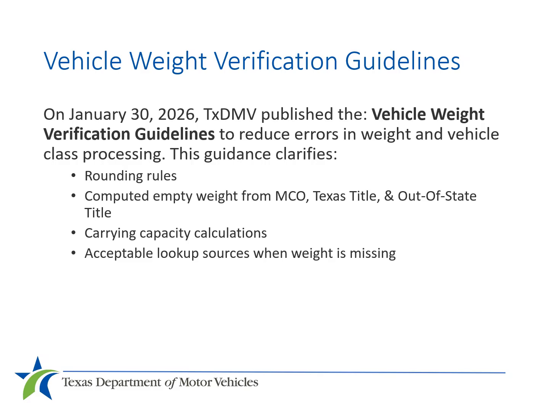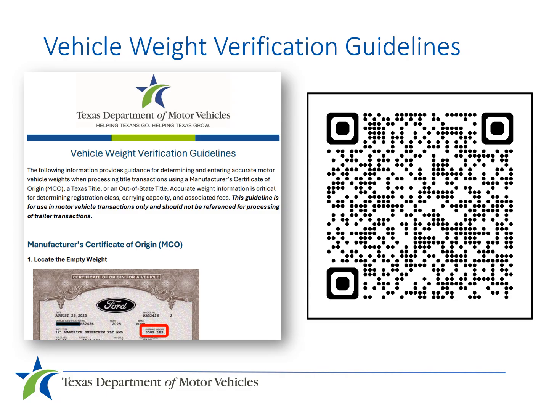This includes how to round weights, determine computed empty weights, calculate carrying capacity, and reference acceptable sources when weight information is missing. The QR code shown with the resource will take you to the most updated revision of this form. I will remain on this slide for a few moments to allow you to scan the QR code so you can have the guideline available during this training.